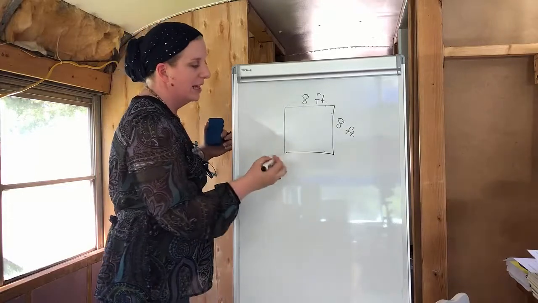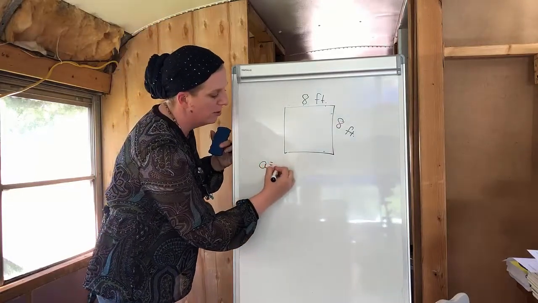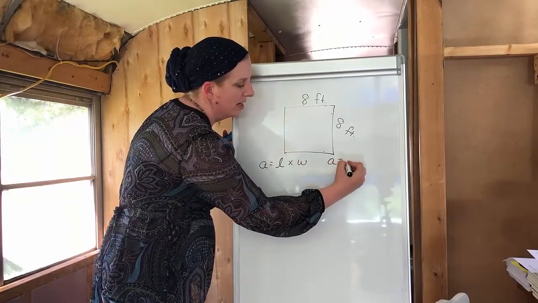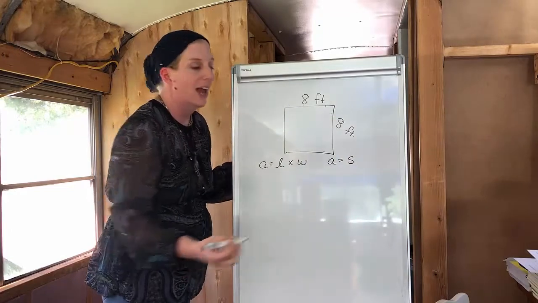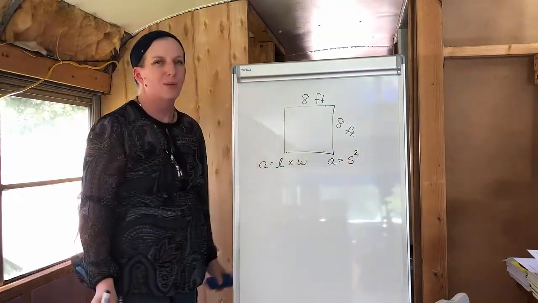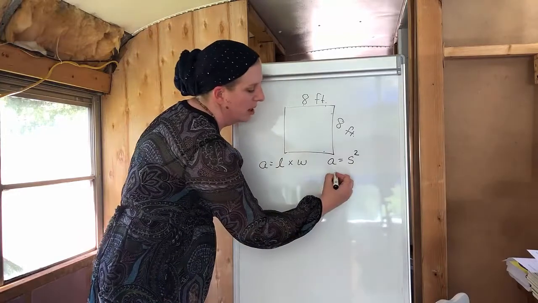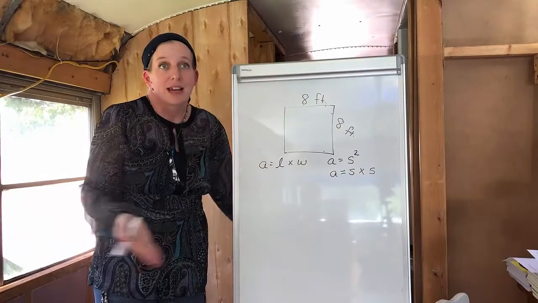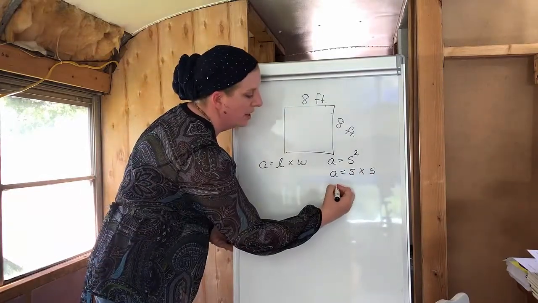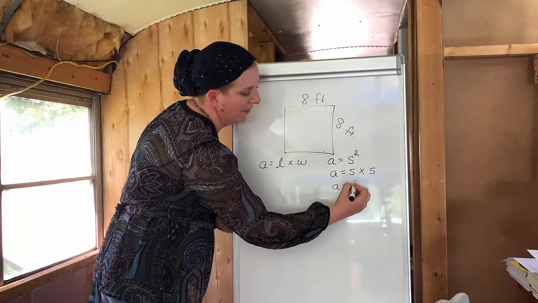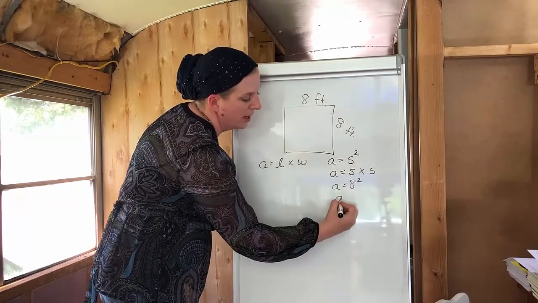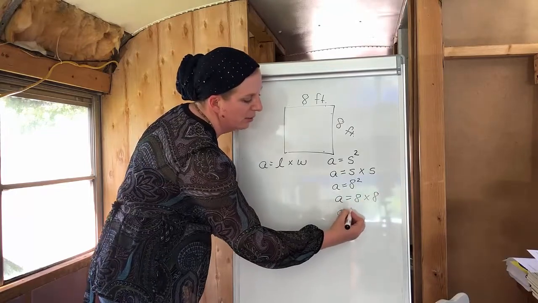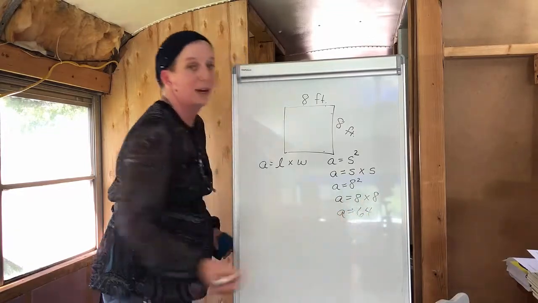So instead of doing length times width, this is our normal formula, length times width, we're just going to say area is, I'm going to put an S for side, and then we're going to put that exponent. What does that mean? That just means to multiply the side times itself. Whatever it is, side times itself. So in our thing here, each side is 8 feet. Oh, it's 8 squared. Another way of saying that is 8 times 8. So the answer would be 64 square feet.